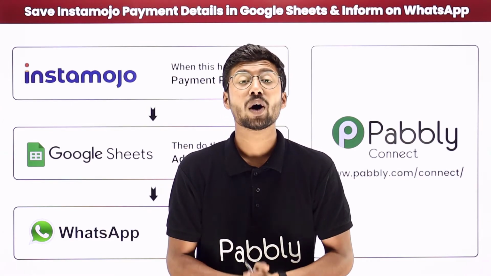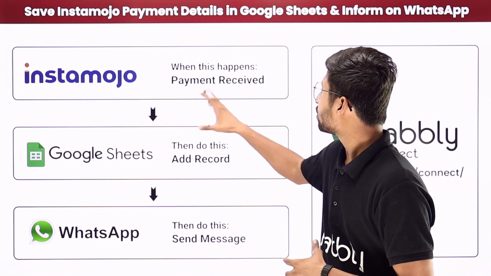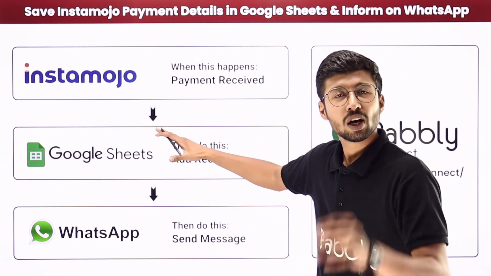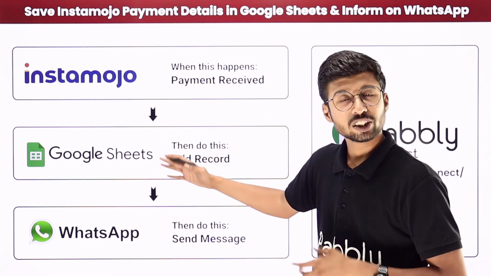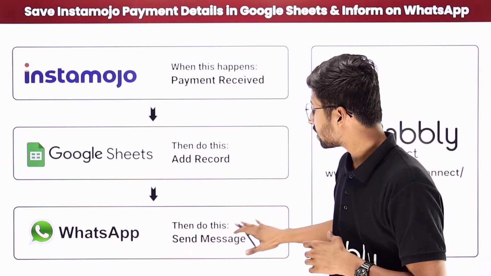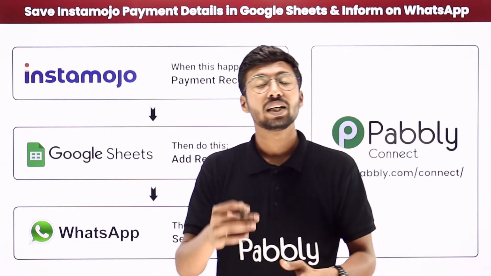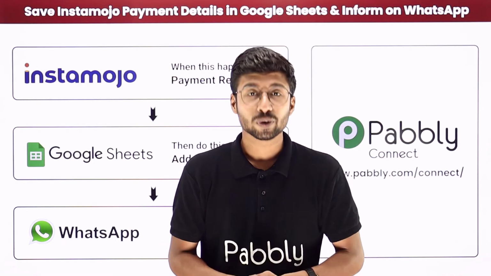So in this video, I came up with an awesome automation in which whenever we will receive a new payment on our Instamojo account, automatically the details of that payment will be added as a record in our Google Sheet, as well as automatically instantly we will send a WhatsApp message to that very same customer who sent us the payment. Interesting, right? Now you must be thinking how we are going to do this.